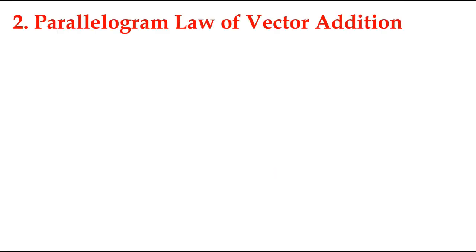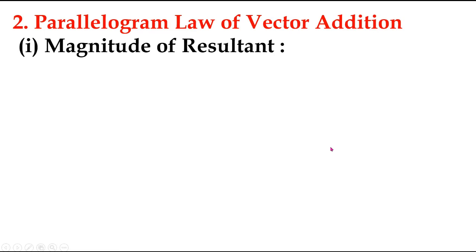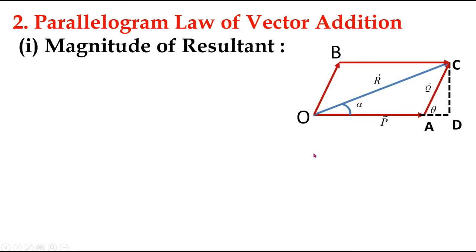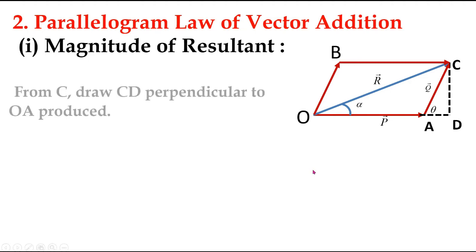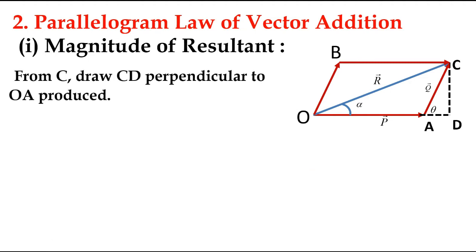Parallelogram law of vector addition. So let us try to find the magnitude of the resultant by using the parallelogram law of vector addition. OACB is the parallelogram. P bar is one vector, Q bar is another vector, the adjacent sides of the parallelogram. So draw the perpendicular line CD to OA produced. Angle DAC is equal to theta.